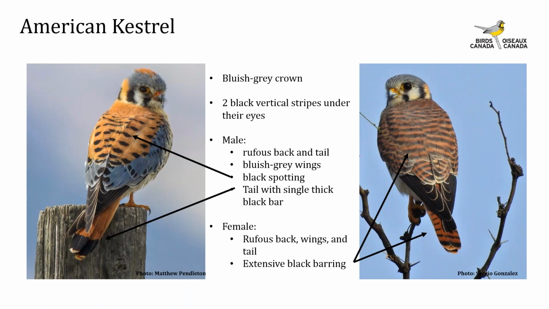The American kestrel is the smallest North American falcon at only 30 centimeters in length. They're often referred to as sparrowhawks. They have a bluish-gray crown and two black vertical stripes under their eyes.